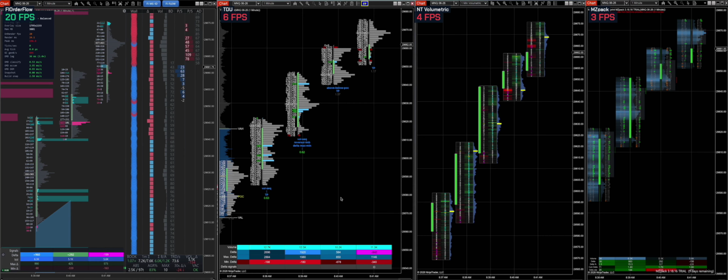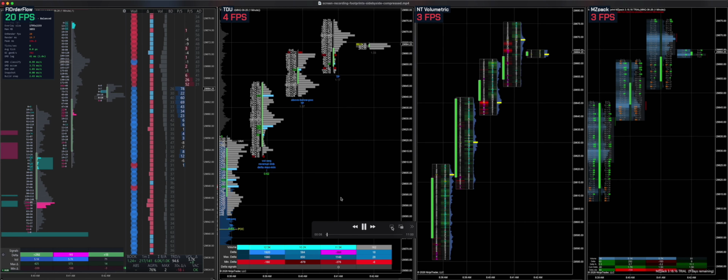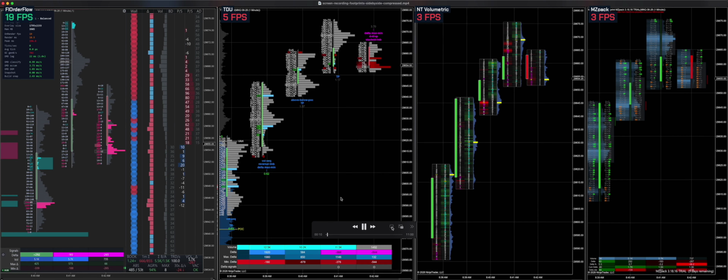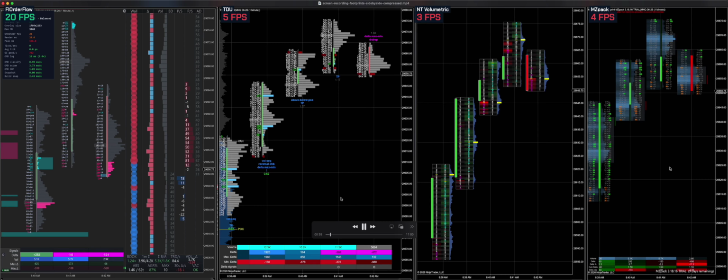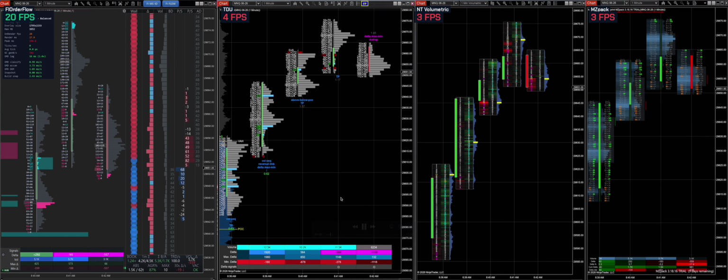Hey guys, so I recorded a snapshot. I put together a basic little demo of a couple of the various footprints out there. So here's ours, features indicators, and then this is TDUs, TradeDevils. This is volumetric bars from Ninja. And then this is MZPack, and we're also going to be showing in a minute the footprint from TradingView, right?